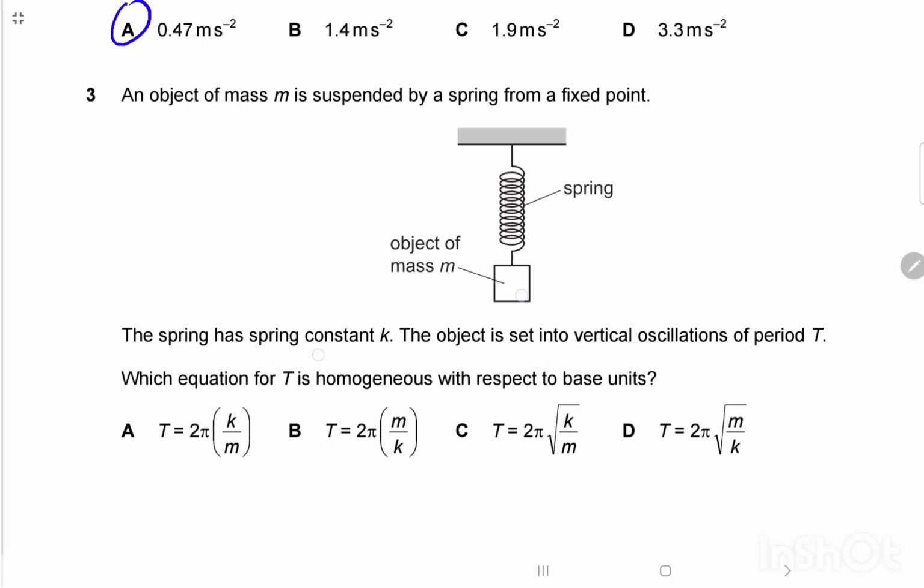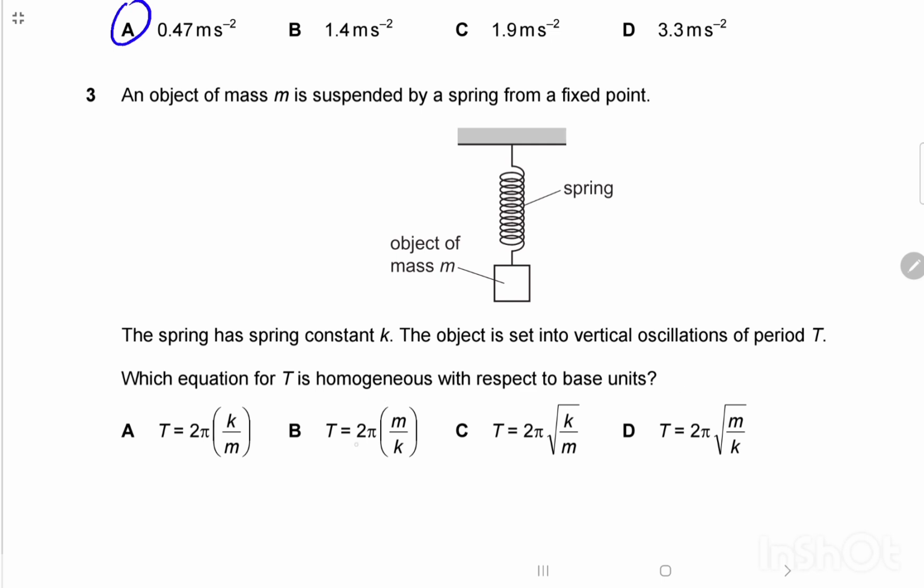Question number 3. An object of mass m is suspended by a spring from a fixed point. The spring has spring constant k. The object is set into vertical oscillation of period T. Which equation for T is homogeneous with respect to the base units?